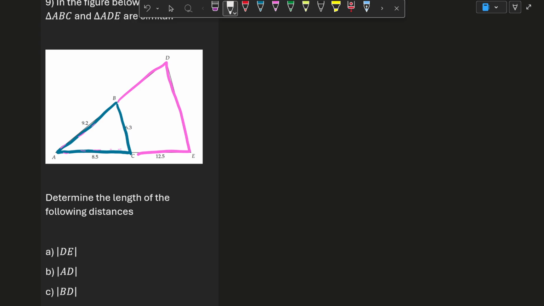So what we can say, if we're comparing sides for DE, is that DE matches with BC. So DE over BC is the same as just picking another set of sides. Now, a side that we can easily do is the bottom. Note that for the entire bottom, we want the length AE. So bigger over smaller equals bigger. So AE over smaller, which is the 8.5, or the length AC.